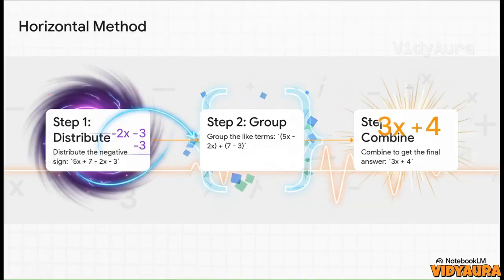So with the horizontal method, your first move is to distribute that negative sign. The negative 2x plus 3 becomes negative 2x minus 3. See how the signs of both terms inside the parentheses got flipped? That's the crucial step. After that, it's business as usual. We group our like terms and combine them to get our answer, 3x plus 4.